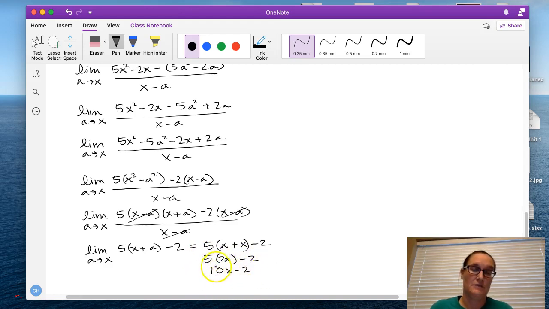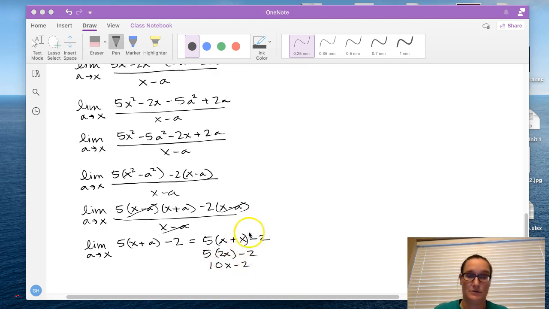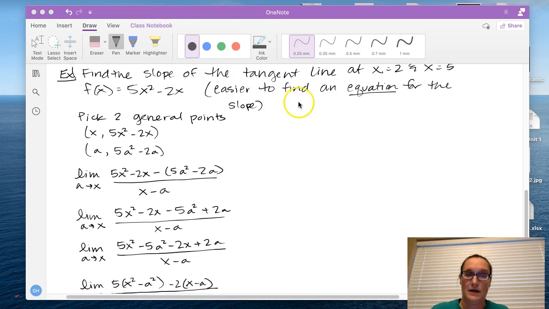So this is the formula for the slope of the tangent line at any point. So if we wanted to find the slope at 2, we'd plug 2 in for x and get 18. Or if we wanted to find the slope at 5, we plug 5 in for x and get 48. All right, that's a really big slope. So then let's do the other method.